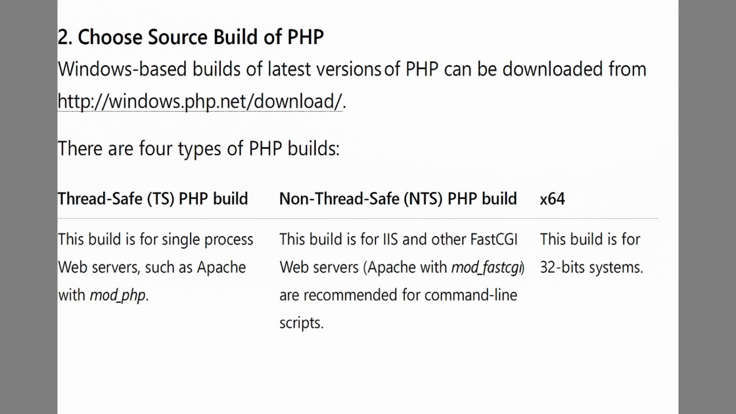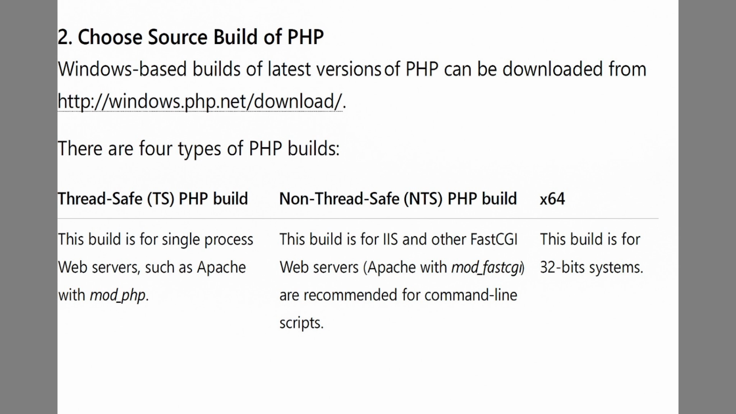Non-thread safe, NTS, PHP build. This version is meant for use with IIS, Internet Information Services, and other FastCGI-based web servers, including Apache configured with mod_fcgid. The NTS build is generally more lightweight and faster when running PHP as a separate process rather than directly within the server. It's also recommended when PHP is used primarily for command line scripting.